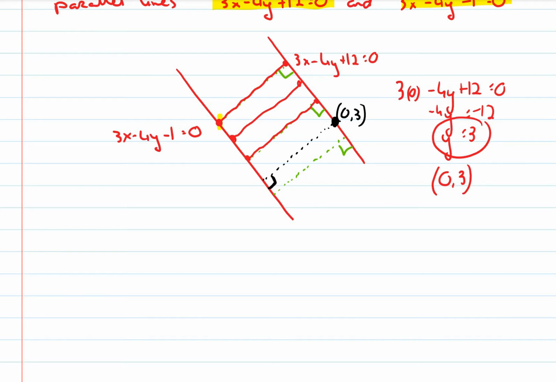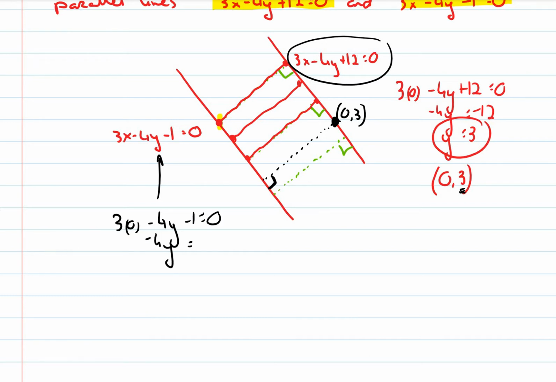Okay. Now why did I choose this one rather than this one? The only reason I did is because I noticed here if I let x equal 0, I would get a whole number. Whereas over here, if I let x equal 0, watch what would happen. Minus 4y equals 1. So y equals minus a quarter. So the point would be (0, minus a quarter). And I didn't want to be dealing with fractions, so I just chose the other one that would allow me to get a nice point. That's the only reason.